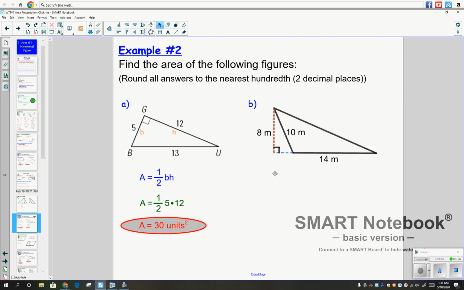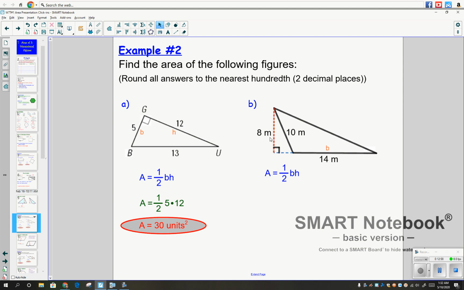Example part B here. Got another triangle. So the formula again is 1/2 base times height. Well, what's the base? 14 will be my base. Now 14 goes from there to there. And the height, which one's the height? Remember, the height has to be perpendicular to the base.